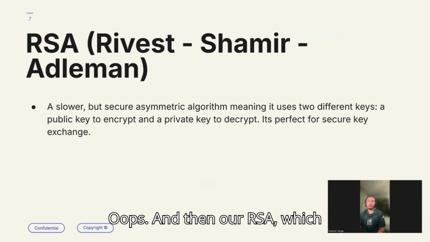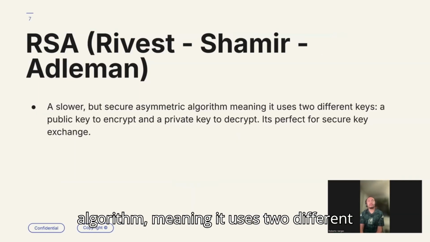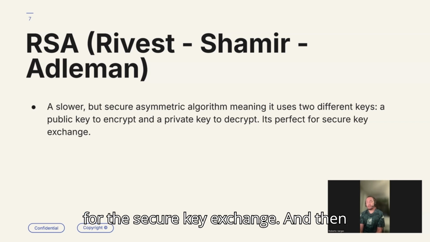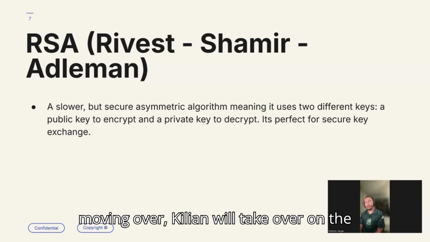And then RSA, which is a slower but secure asymmetric algorithm, meaning it uses two different keys, a public key to encrypt and a private key to decrypt, which is perfect for secure key exchange. And then moving over, Killian will take over on the implementation.